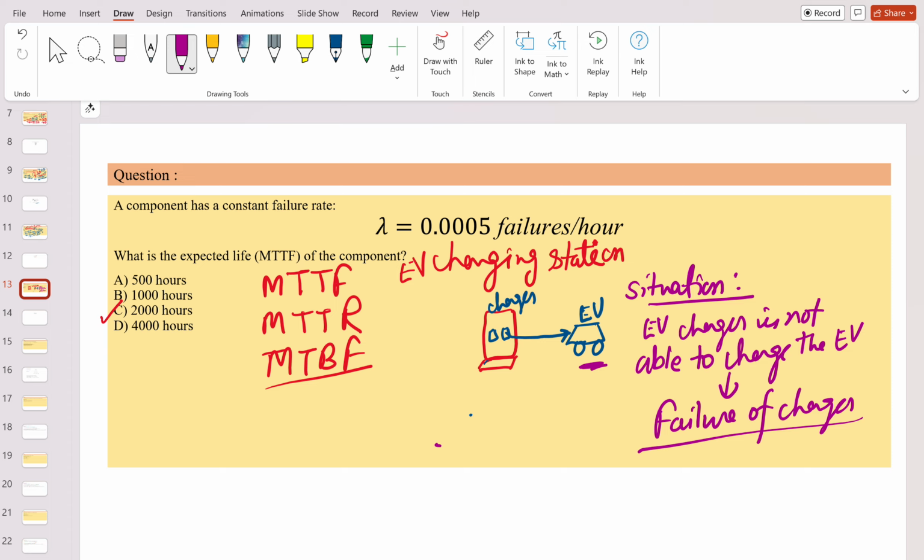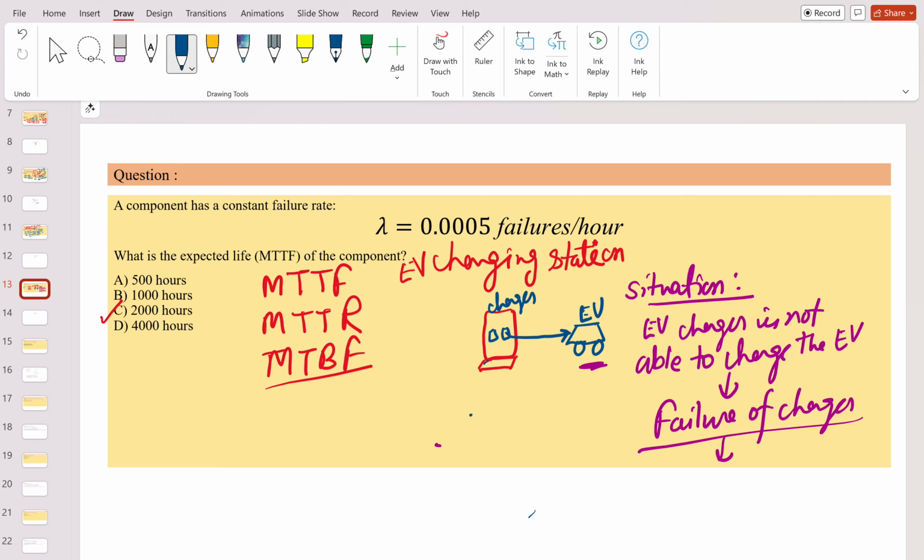Okay. So you can say that the situation came that for an EV charger, what is the important point from the charger point of view? It should charge the EV. If it is not able to charge, whatever the reason is, if it is not able to perform the intended operation, then it is called a failure. So this is called a failure of the charger. Then what happens? We repaired the charger.